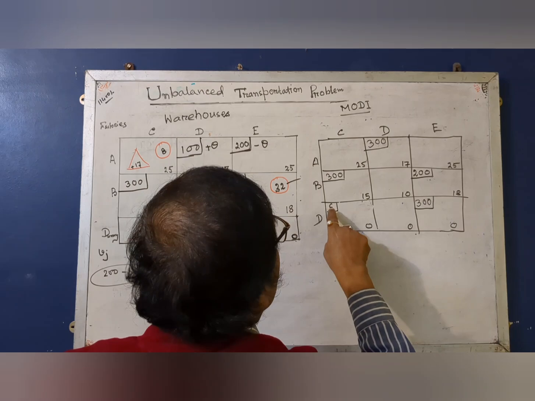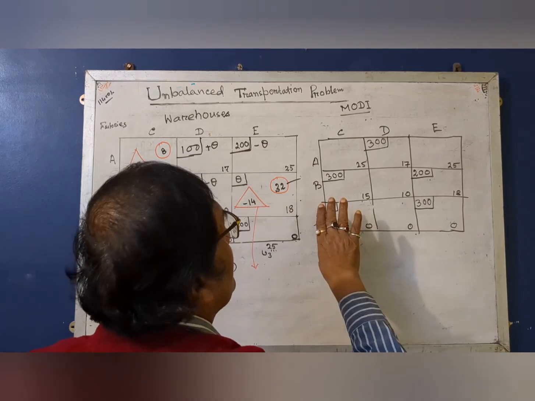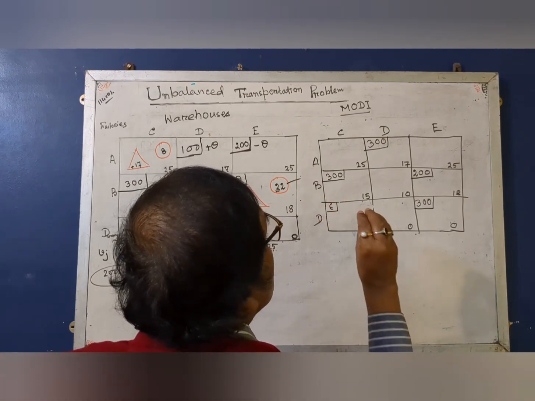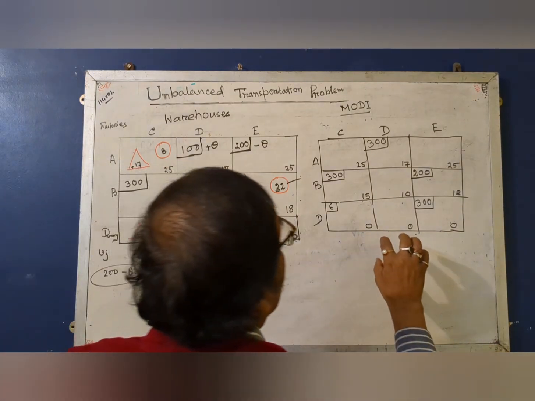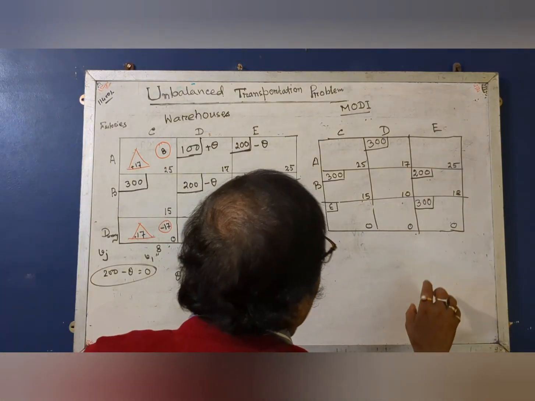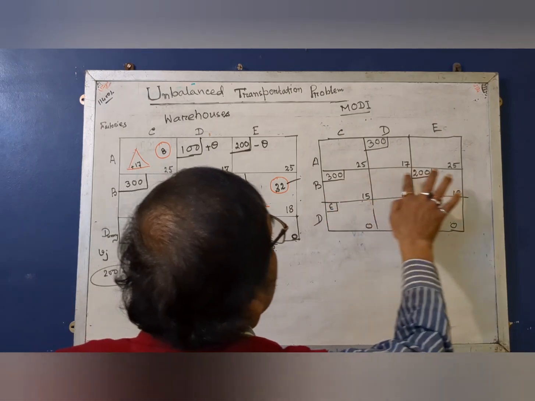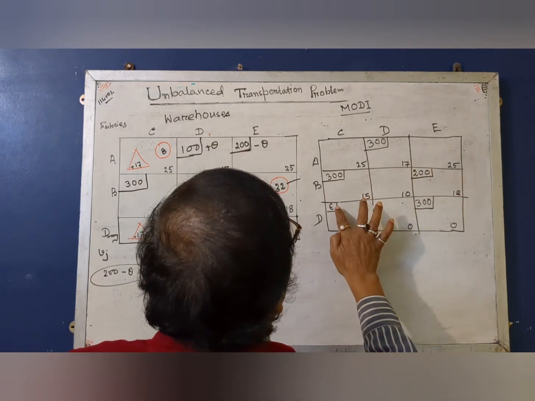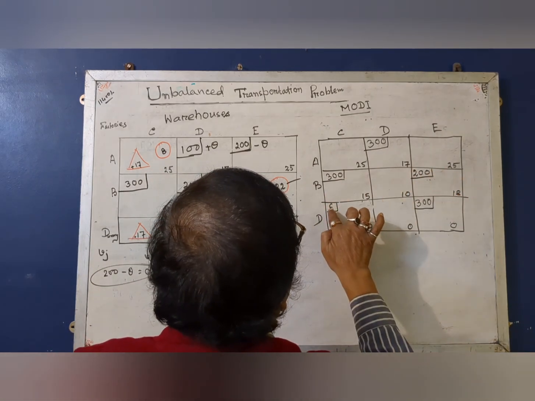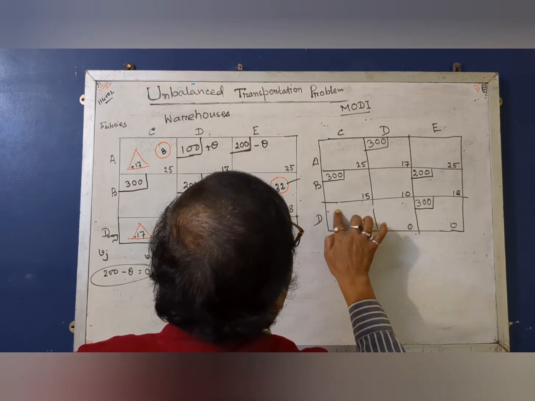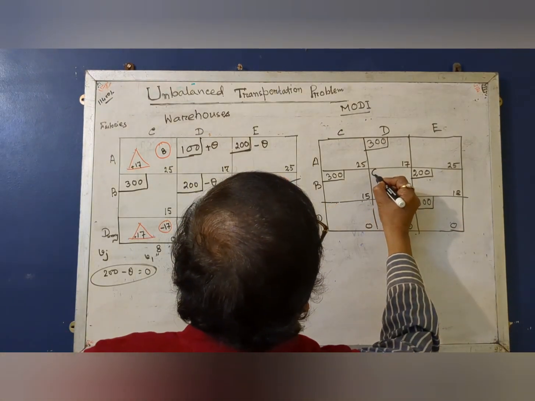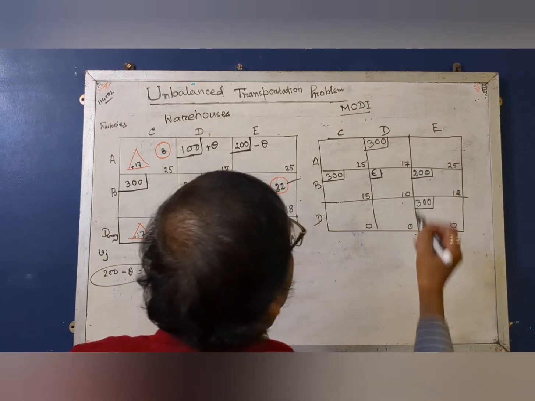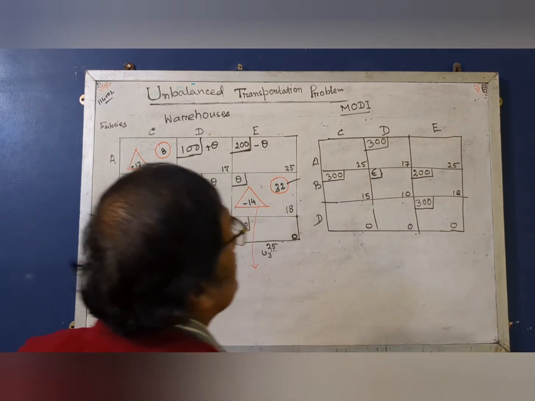But you cannot put epsilon here. What is epsilon? That I will discuss. You put a small negligible quantity to get the total number of allocations m plus n minus 1 in such a way that it should not form any square. That's why it is not allowed here. If I put it here, then it will be a square, so I cannot put it here. Then where will you put? You can put it here, because if you put it here, no square is being formed. It is allowed.